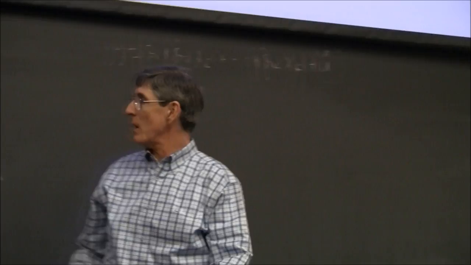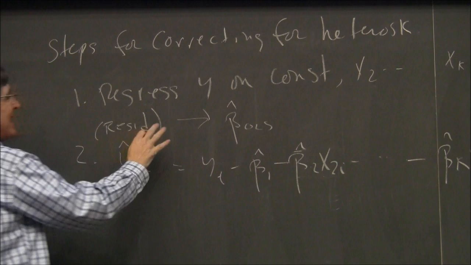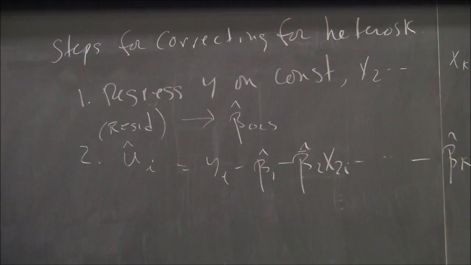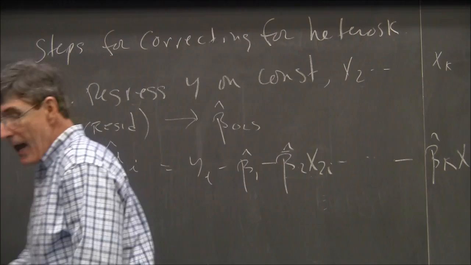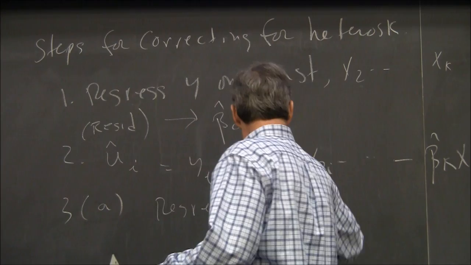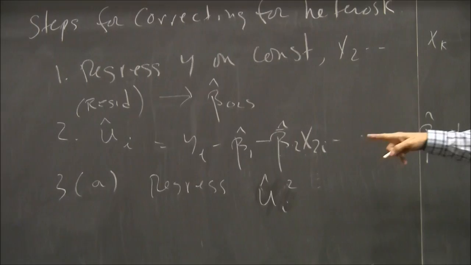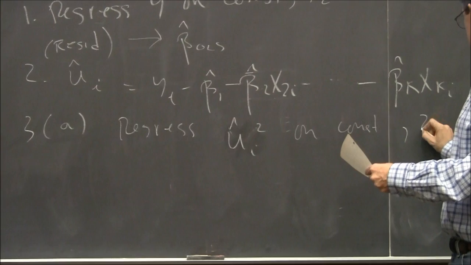But anyway, so you get u_i hat this way. And again, we keep saying this is just the variable resid in the program. And so that's not a hard thing to find. Then there's 3a, 3b, and 3c. A is to regress u hat i squared, so you take that u hat and you square it, on a constant, z1 up to zp.